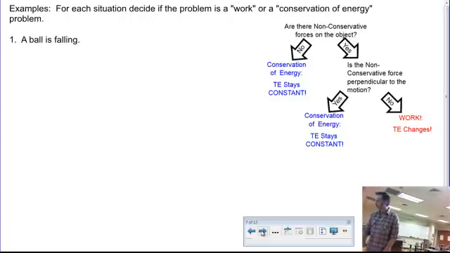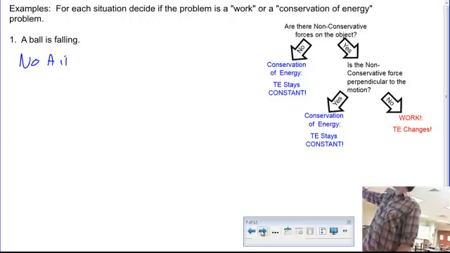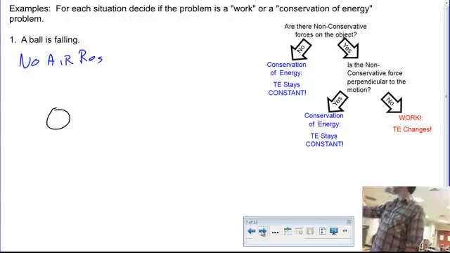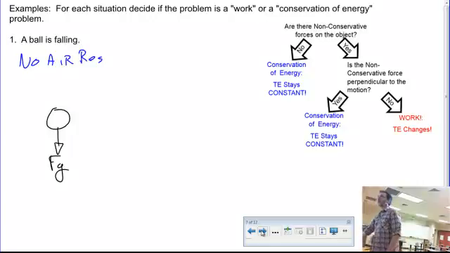So this first one says a ball is falling. There are actually two circumstances we can look at. First of all, if there's no air resistance, then here's what our drawing looks like. The ball is falling, so that means the only force on it is going to be gravity. So if there's no air resistance, the only force is gravity.